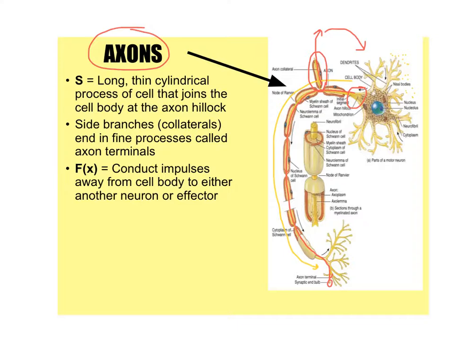So the function of the axon is that it conducts the impulses, the action potentials, away from the cell body, down the axon, and it's either going to stimulate another neuron or an effector, like a gland or a muscle. Whenever you move a muscle, it's a neuron which is connected to, or innervates, a muscle, which is the effector, which produces some sort of desired response.